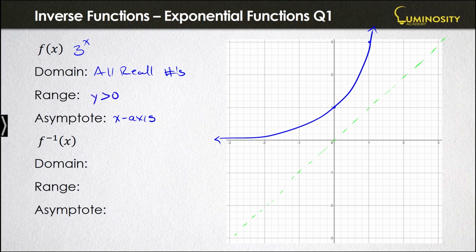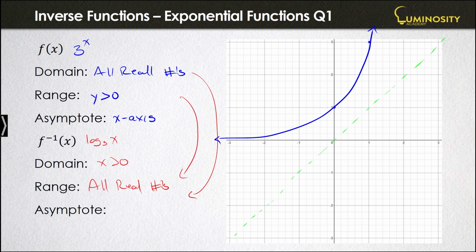So this is what we can put for our other domain and the range, because remember, these swap. So that means that we're going to have a domain of x is greater than 0 and a range of all real numbers. And our inverse function was log base 3 of x.